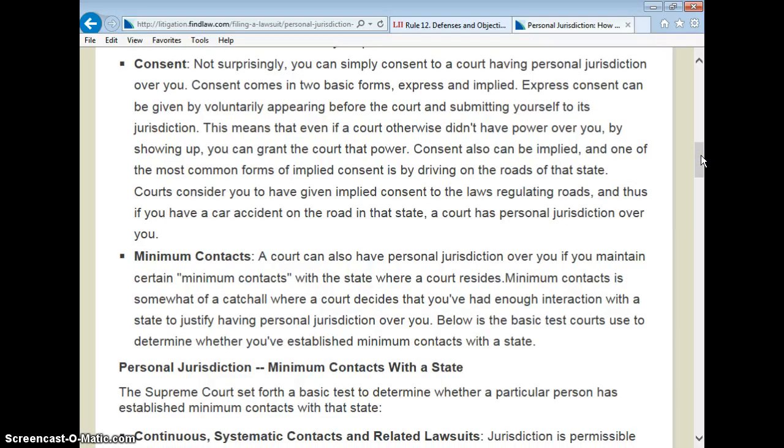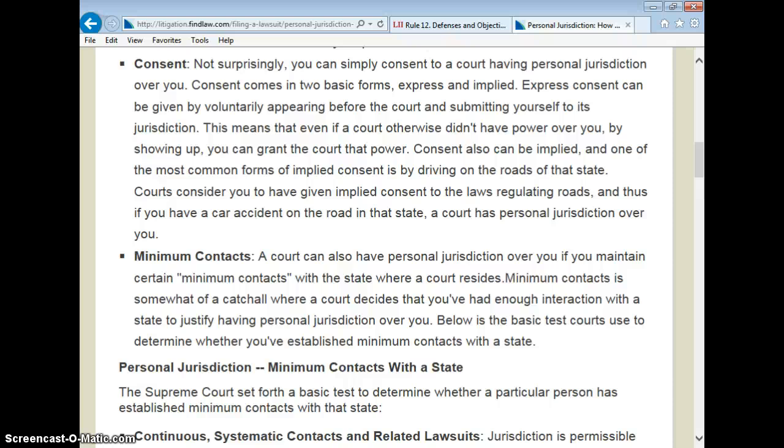Consent. Not surprisingly, you can simply consent to a court having personal jurisdiction over you. Consent comes in two basic forms: express and implied. Express consent can be given by voluntarily appearing before the court and submitting yourself to its jurisdiction. This means that even if a court otherwise didn't have power over you, by showing up, you can grant the court that power.